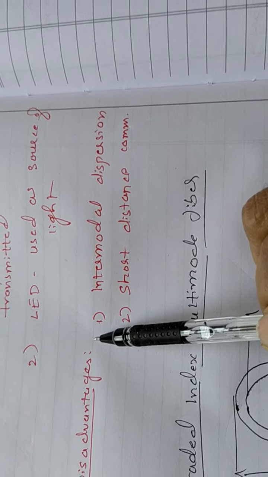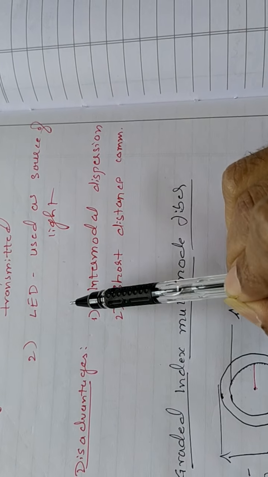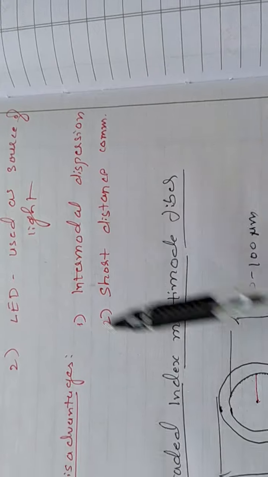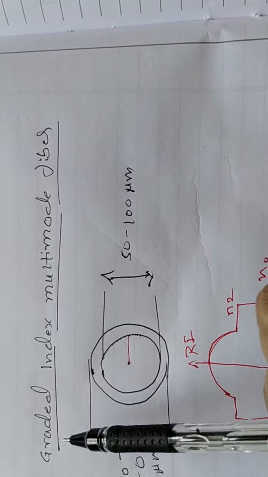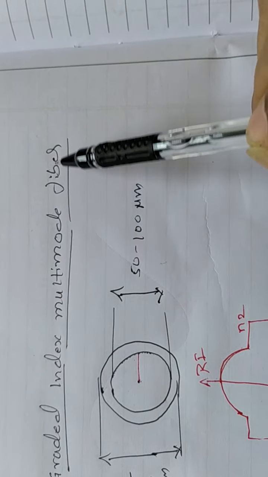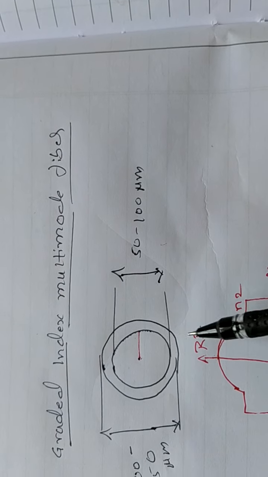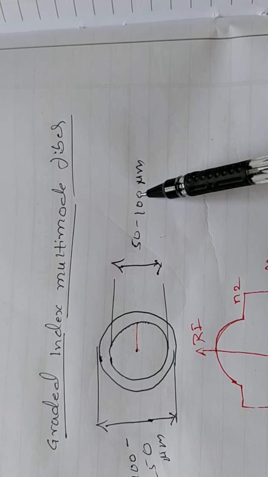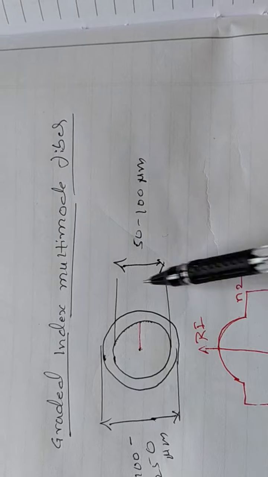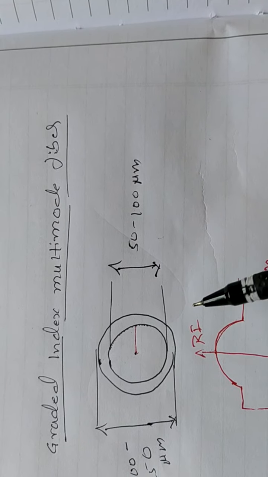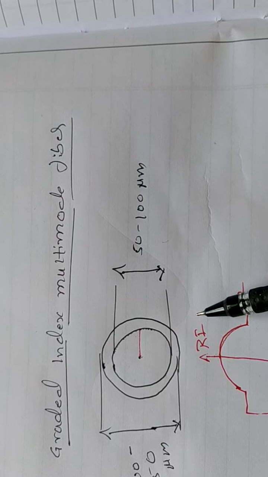To overcome this difficulty observed in the case of step index multimode fiber, they have manufactured one more type of optical fiber, which we call graded index multimode fiber. Okay, it's very important. The geometry of the graded index multimode fiber, the diameter and everything, is similar to the previous case, that is step index multimode fiber.